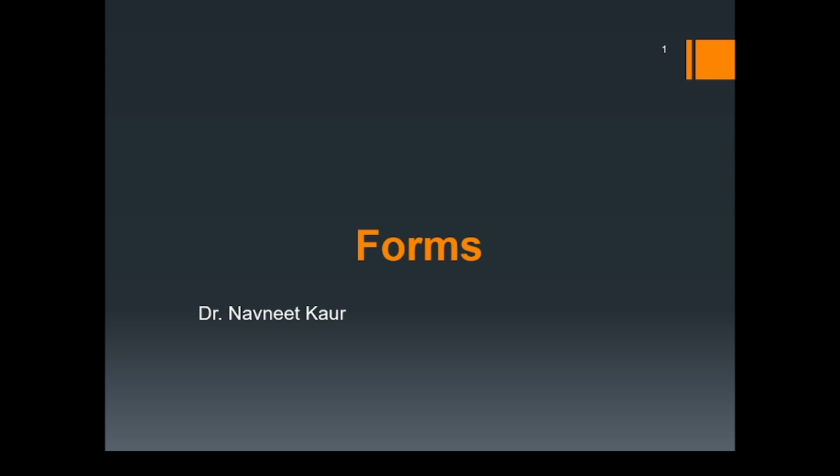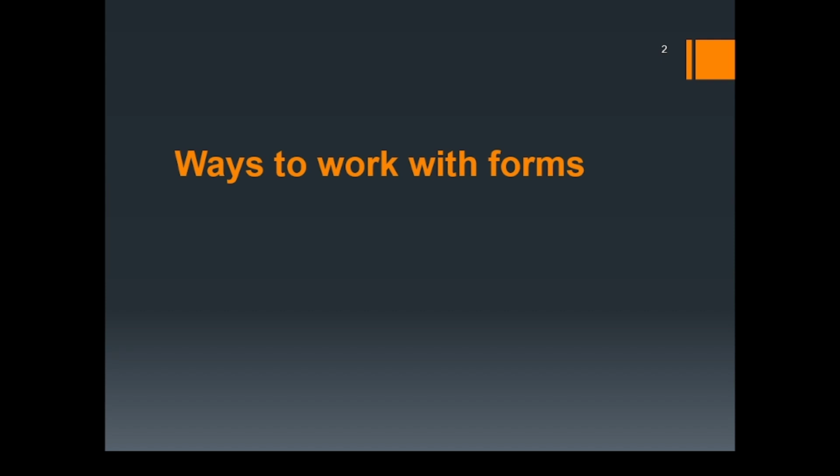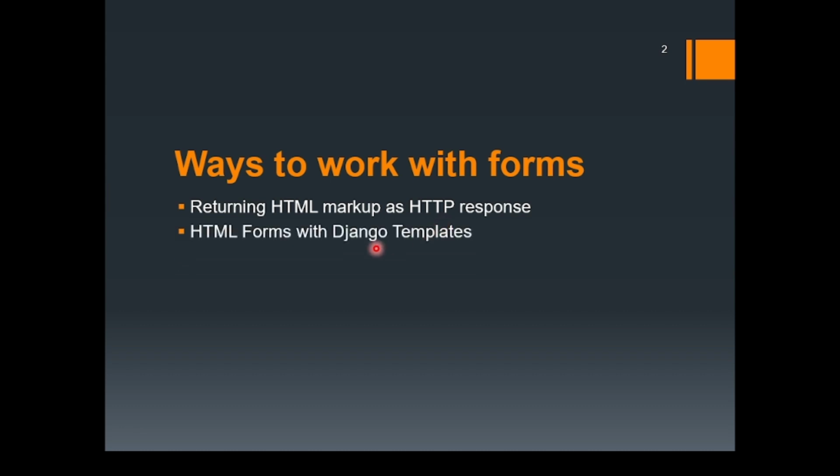Welcome to this lecture. Here we are going to learn about different ways to create forms in Django. The very first one is returning HTML markup as HTTP response. So what we do is we construct the HTML string within the view in order to return the HTML form. The next one is HTML forms with Django templates. So you can create HTML forms directly in your Django template using HTML form tags and input fields.